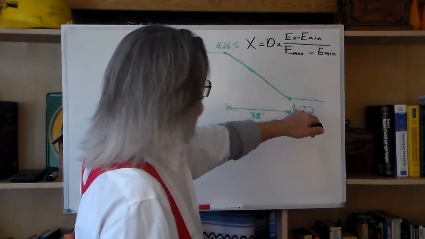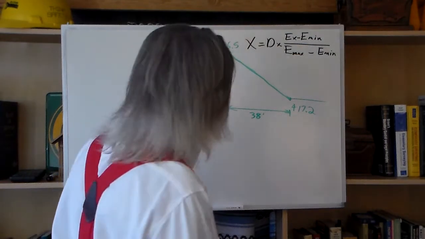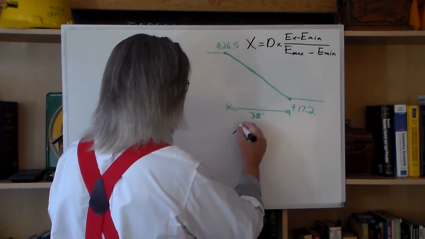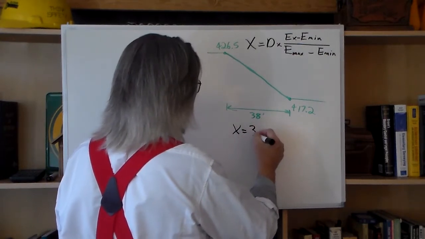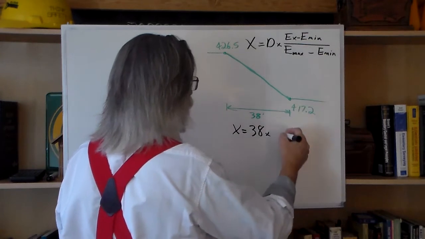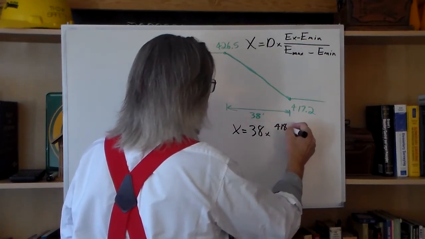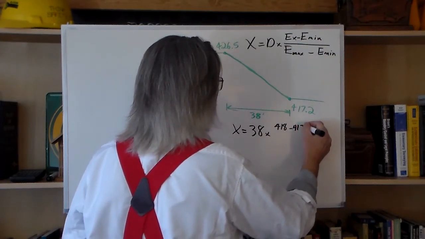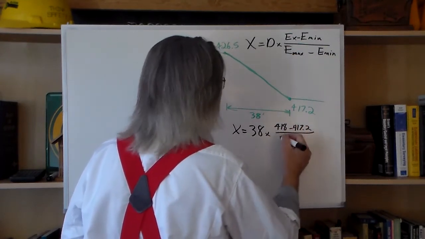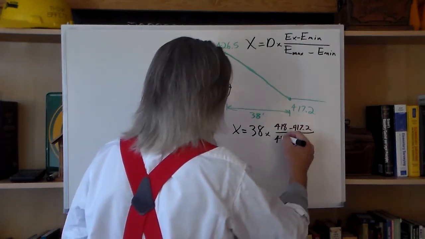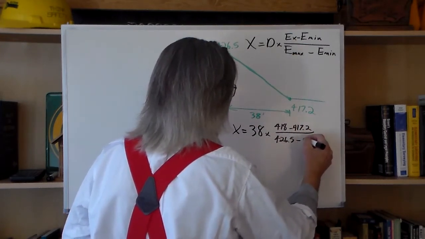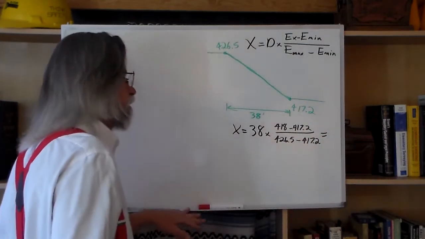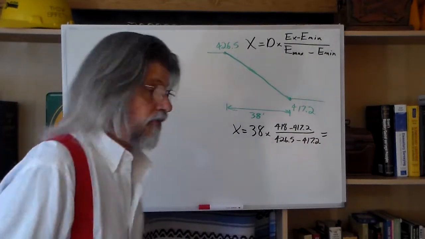To solve for the first whole number, which in this case will be 418, we're going to simply do this. X is going to equal 38 times 418 minus 417.2, divided by 426.5 minus 417.2. Very straightforward.